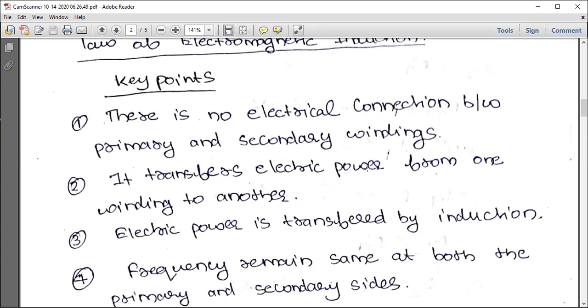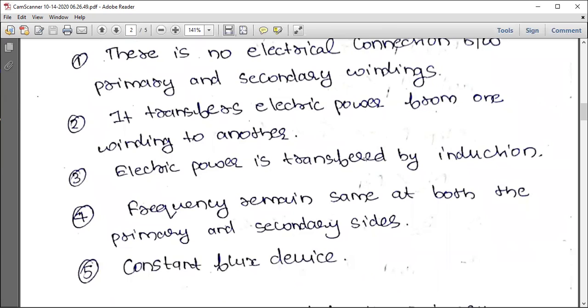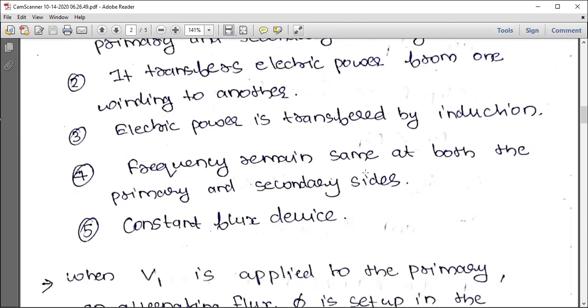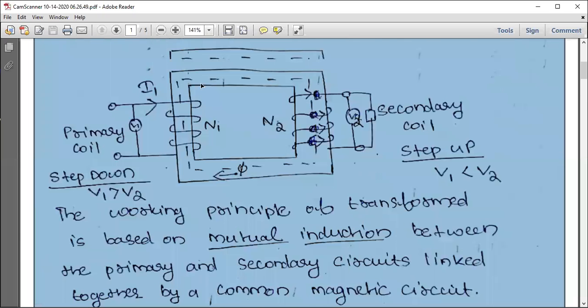So mutual induction. And the frequency remains the same on both the primary and the secondary side. The frequency will be 50 hertz on the primary as well as the secondary side, and it is also a constant flux device. You see here, we saw that the flux phi is linked everywhere, so it's a constant flux device.